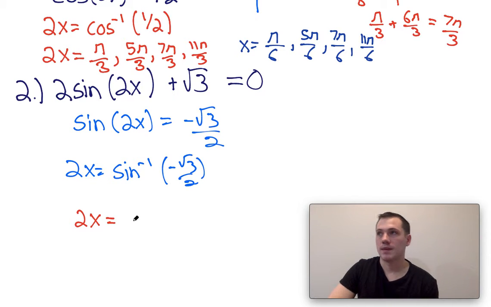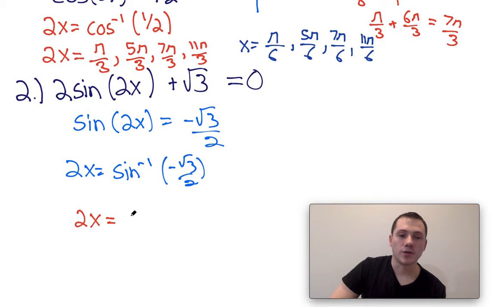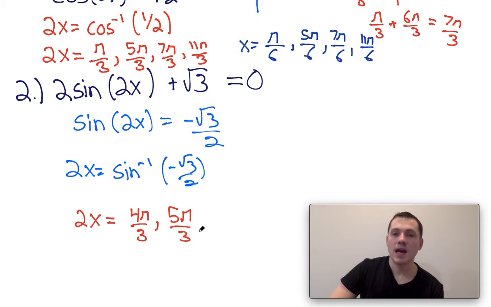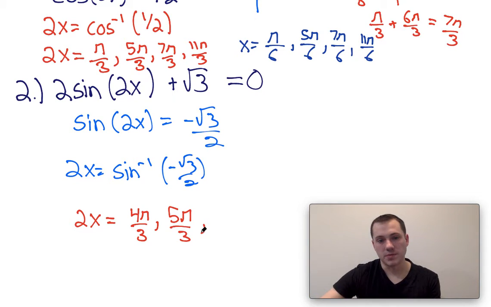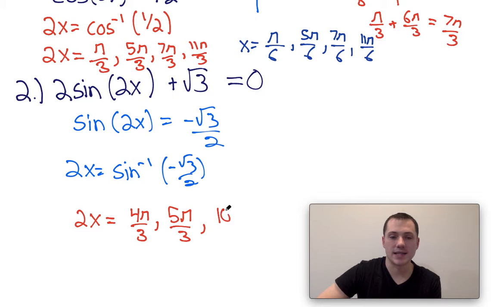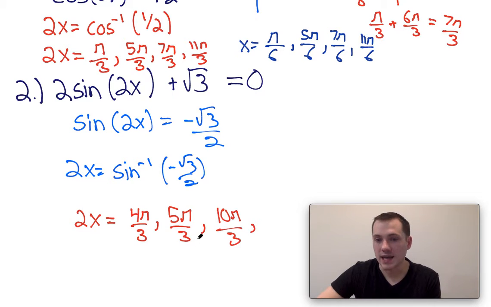Pi over 3 reference angle. So in the third quadrant, that's going to be 4 pi over 3. In the fourth quadrant, that's going to be 5 pi over 3. But once again, we have to do another full loop around the unit circle. So to 4 pi over 3, I need to go ahead and add 2 pi. So I'm adding 6 pi over 3, and that's going to give me 10 pi over 3. To 5 pi over 3, once again, I'm going to go ahead and add 2 pi, and that's going to give me 11 pi over 3.